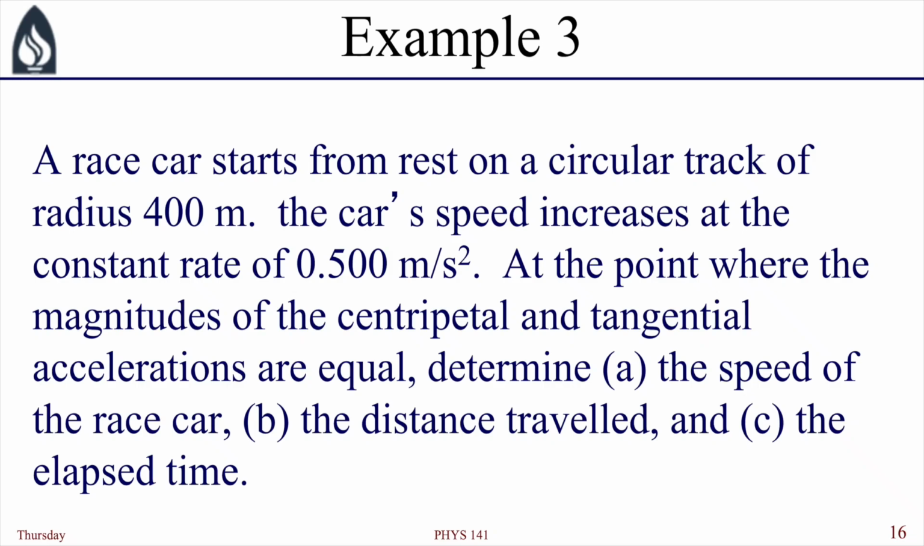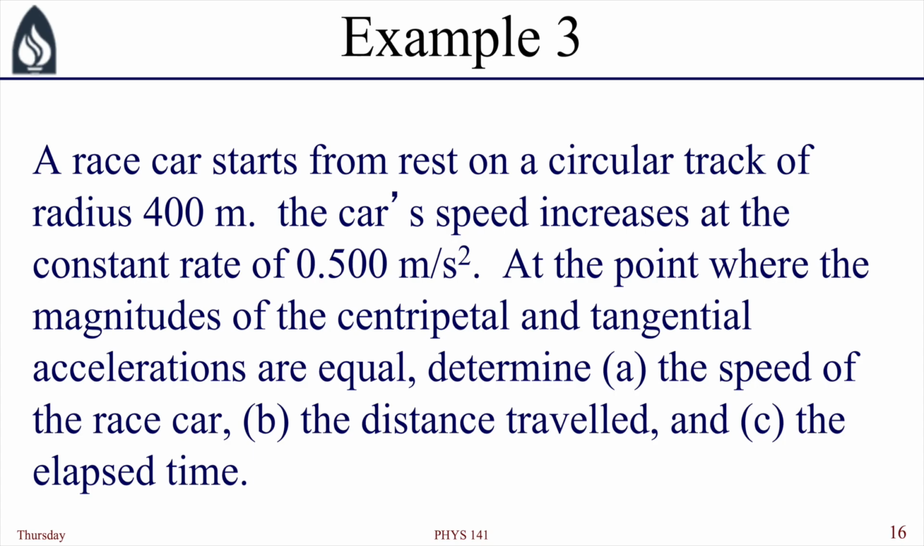So finally, let's look at an example that has to do with centripetal acceleration. In this example, a race car is starting from rest, and it's on a circular track of radius 400 meters. The car's speed increases at a constant rate of 0.5 meters per second squared. At the point where the centripetal and tangential accelerations are equal, we need to figure out the speed of the race car, the distance it has traveled to get to this point, and the elapsed time.